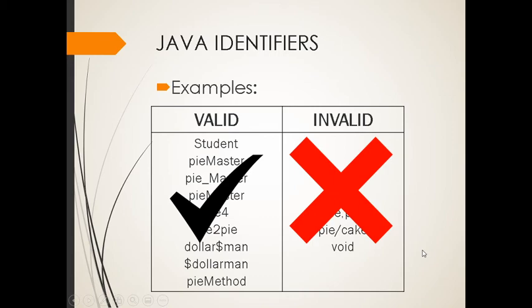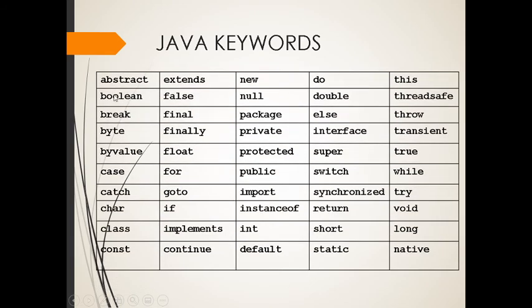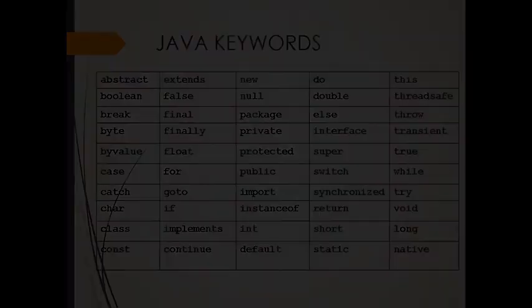Like that one. Okay. So, Java keywords or reserved words. These are the keywords or the reserved words that you can use later on when we talk about methods. And you are not allowed to use these keywords as your variable names for your literals or identifiers. Okay? Let's proceed.